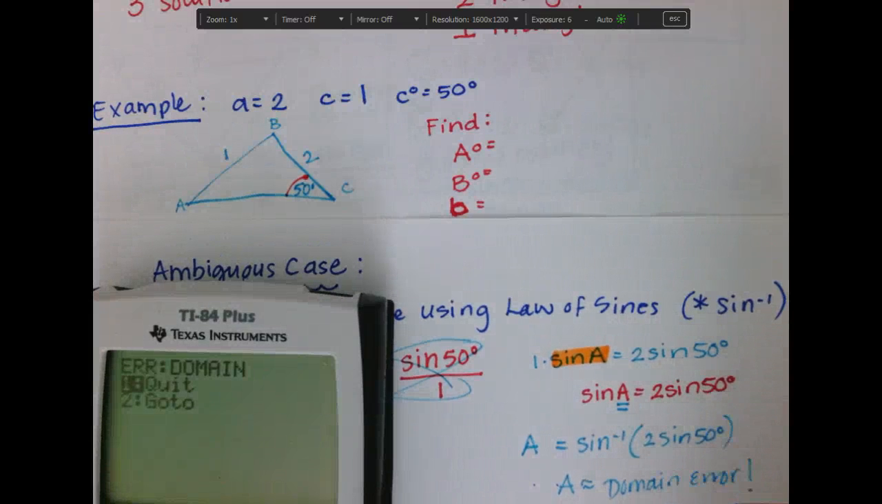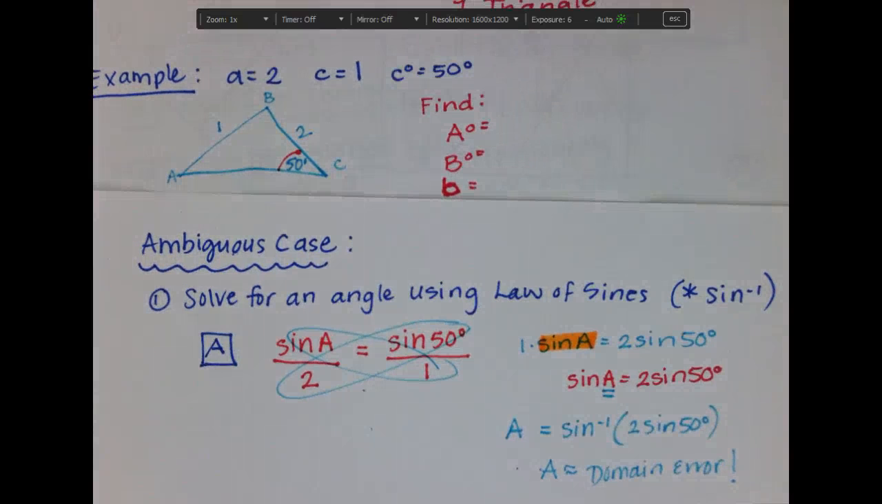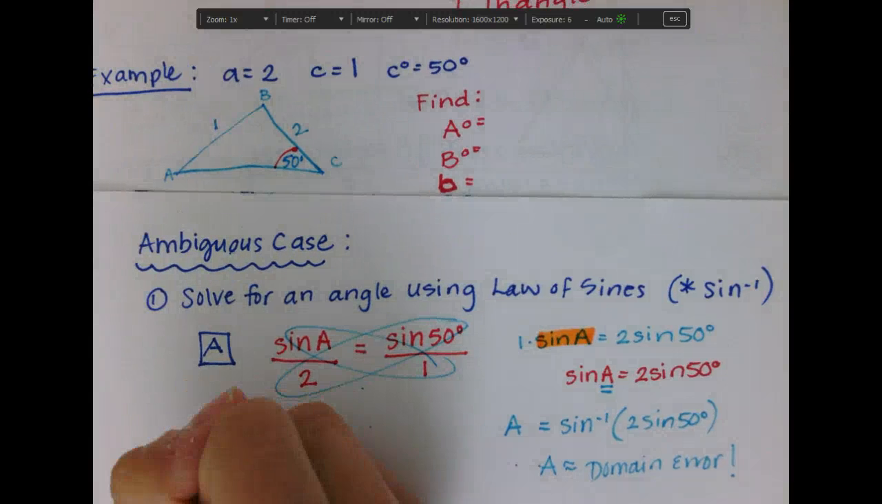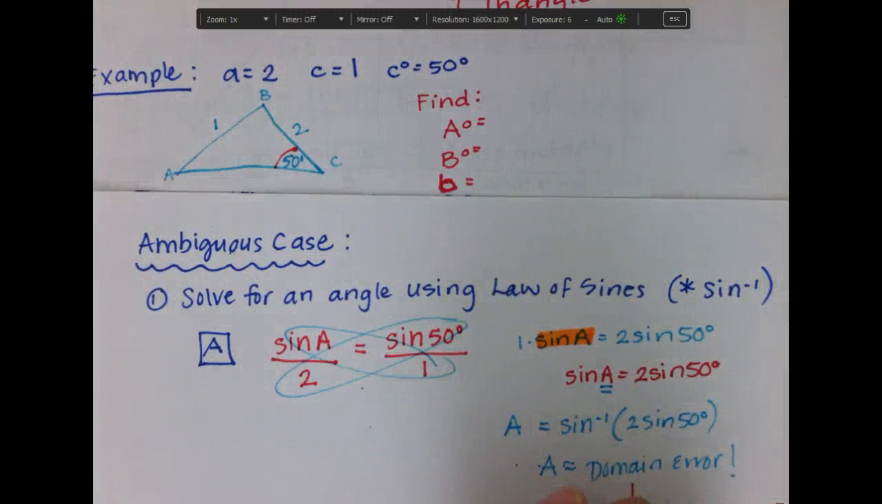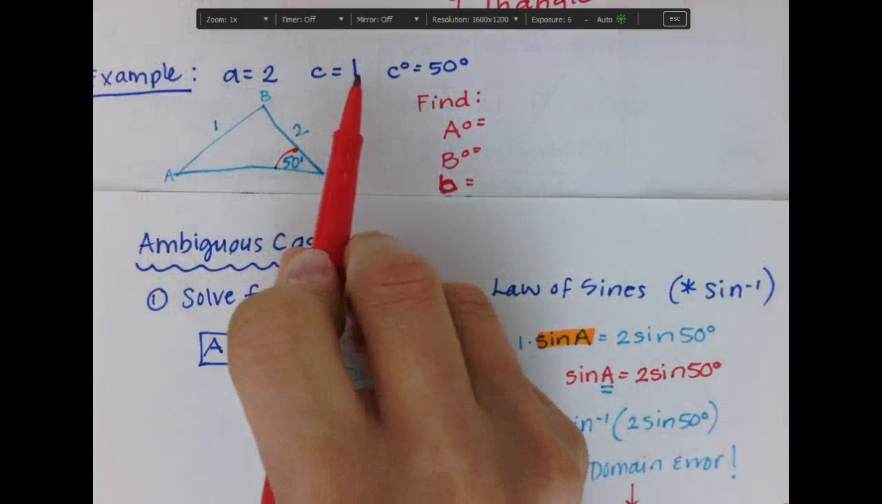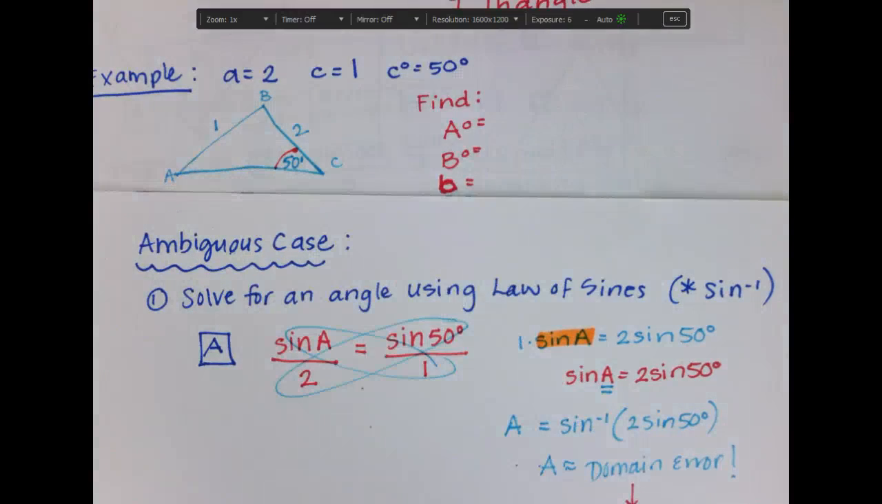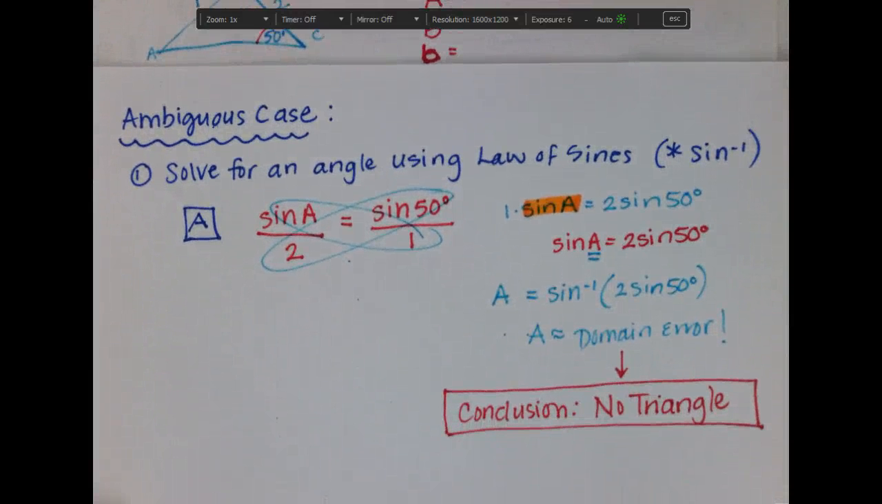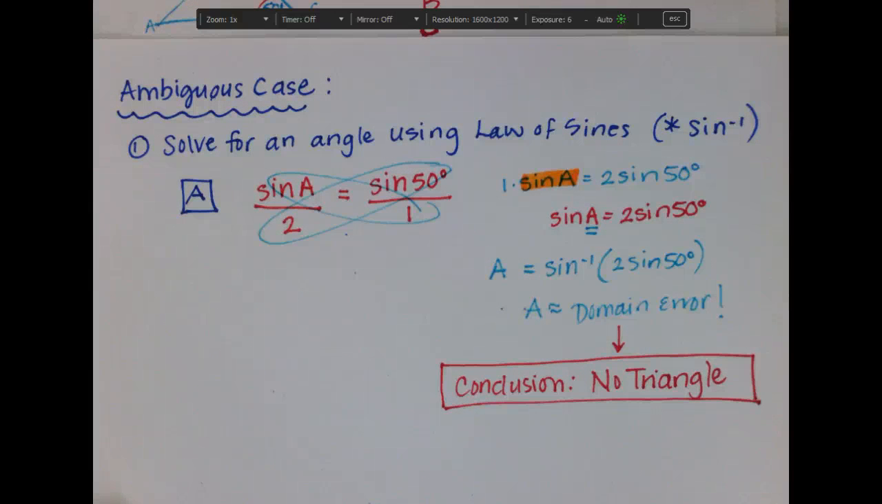And so when that happens, when you're unable to solve for that first angle, it means that you can conclude that you have no triangle. That these conditions that were given to us in the beginning, with this particular side, and then this angle, they actually don't form a triangle at all. So this is one scenario in the ambiguous case where you get no triangle.